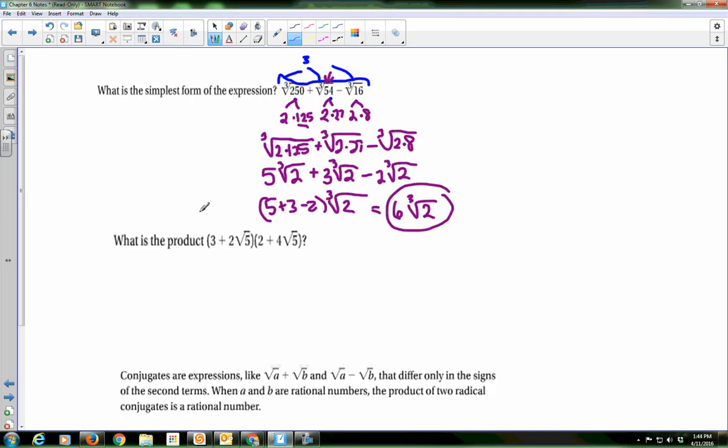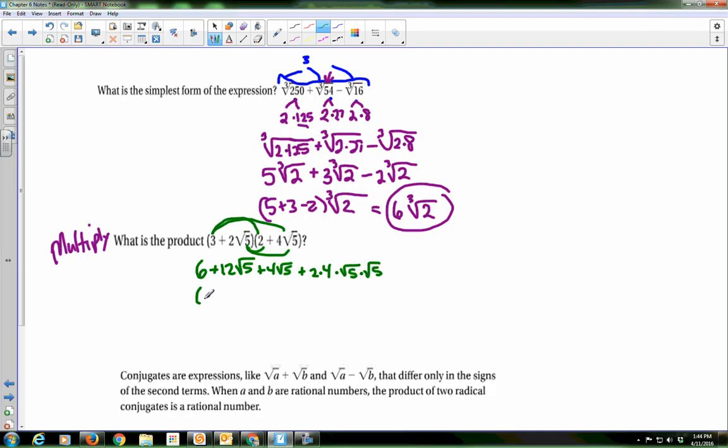Okay, so let's switch from adding and subtracting to the product, which is multiplying. We're going to multiply these out. We're just going to FOIL this like we've been doing since 7th grade. 3 times 2 is 6. 3 times 4 root 5 is 12 root 5. 2 root 5 times 2 is 4 root 5. And 2 root 5 times 4 root 5 is 2 times 4 times square root of 5 times square root of 5. I'm going to leave that out there because I'll show you how to simplify this down.